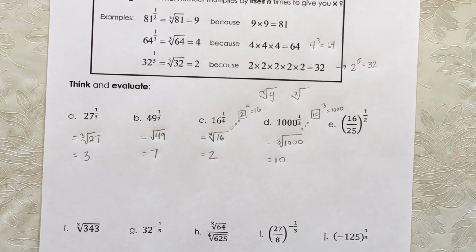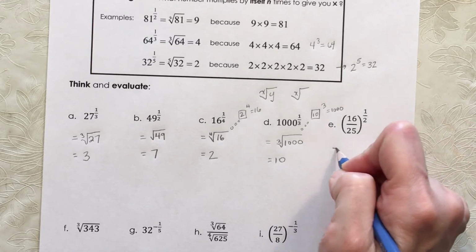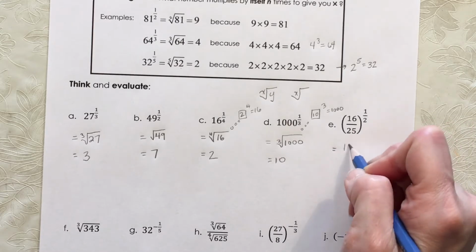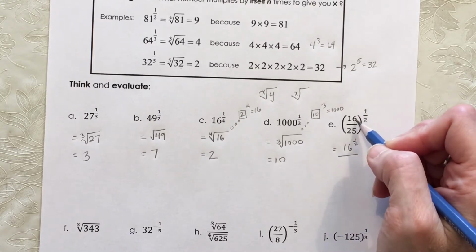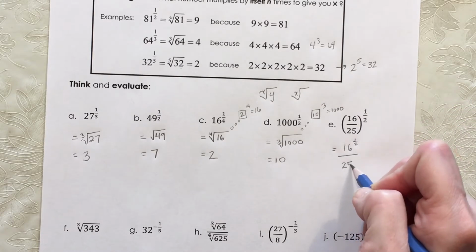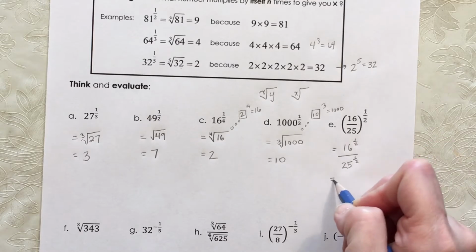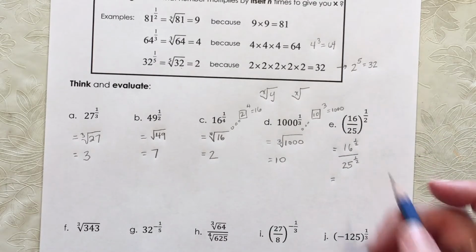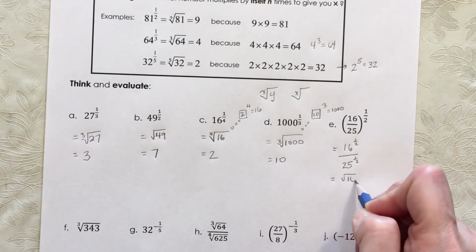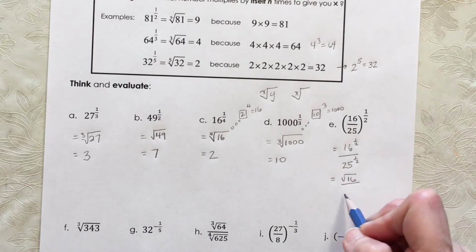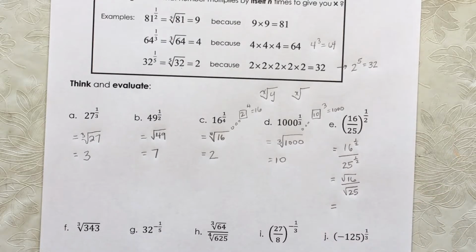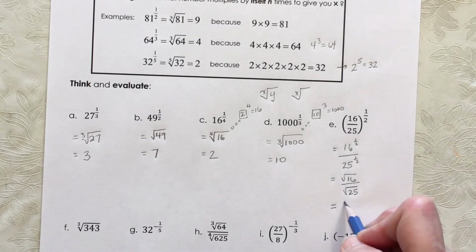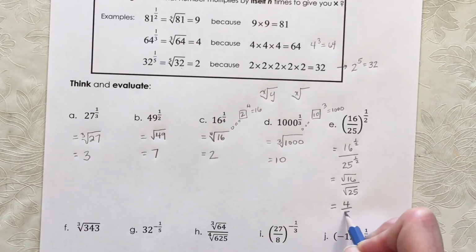16 over 25, all in brackets, to the power of a half. I would want you to realize that you can use the exponent rule where the exponent applies to the numerator as well as the denominator. Then 16 to the 1/2 means the square root of 16, and 25 to the 1/2 means the square root of 25. Knowing that the square root of 16 is 4 and the square root of 25 is 5.